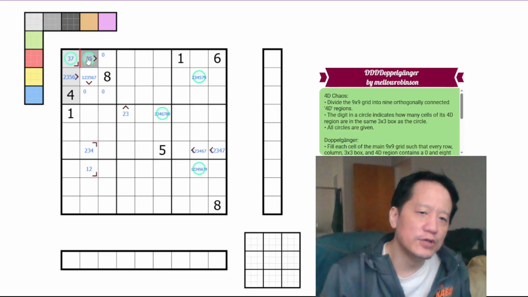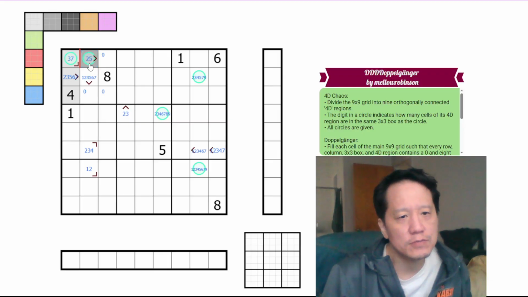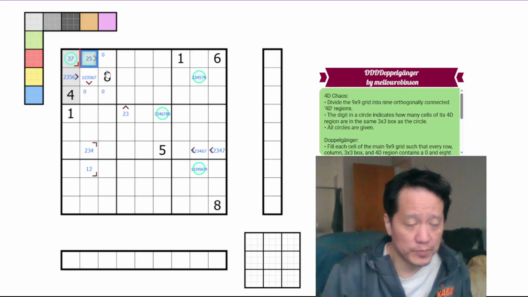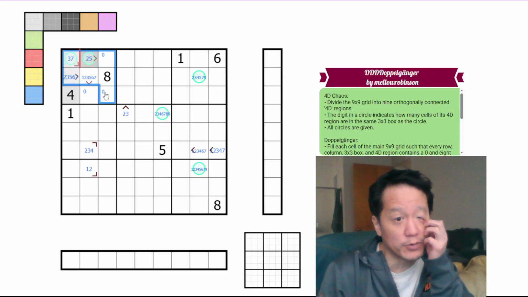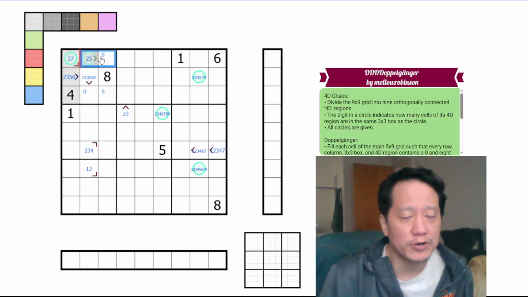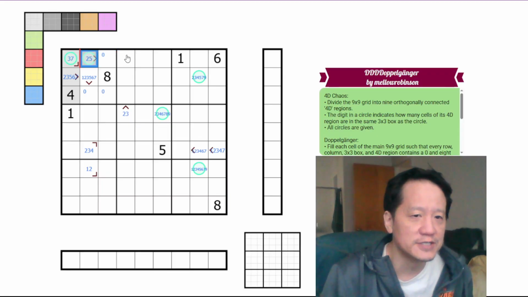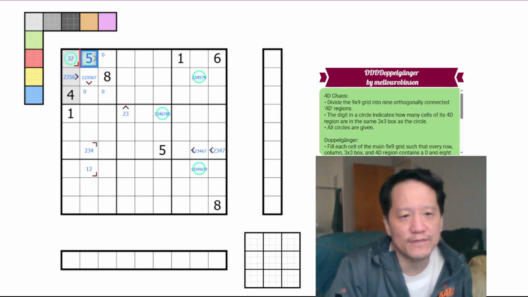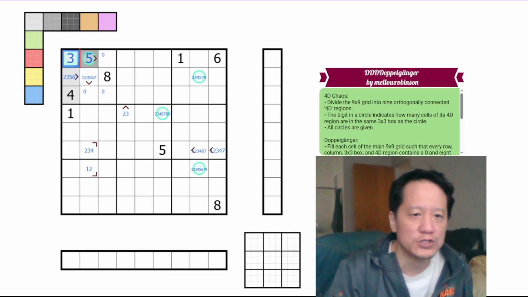So if this is 3, this could be 2 or 5. Oh, this can't be 2. If this is 2, that means there are only 2 cells in that region which are part of the same 40 region. 2 cells in the box which are part of the same 40 region. So it must be 2 here and it must go out here. But then this is saying that this cell, 2 cells away, is the cell that's missing in this cell here. So this cannot be 2. This must be 5. And this can't be 7 anymore, so this must be 3.